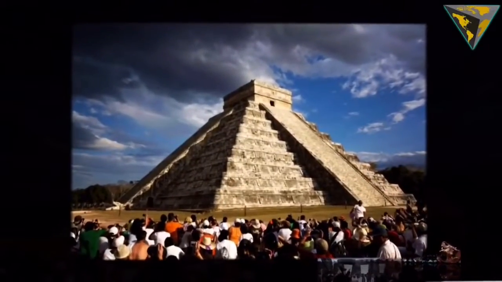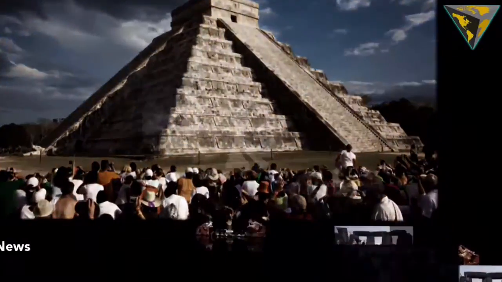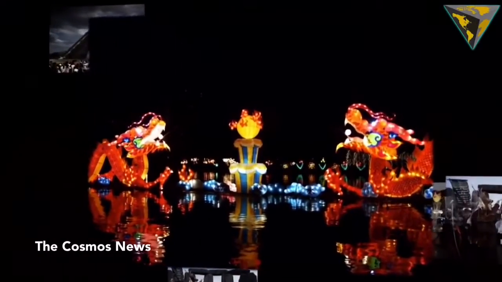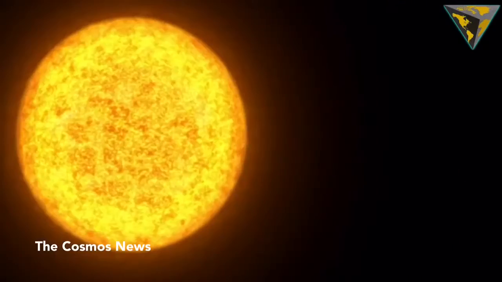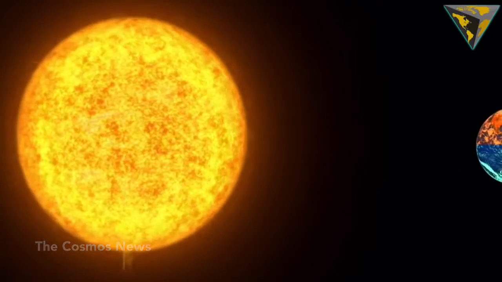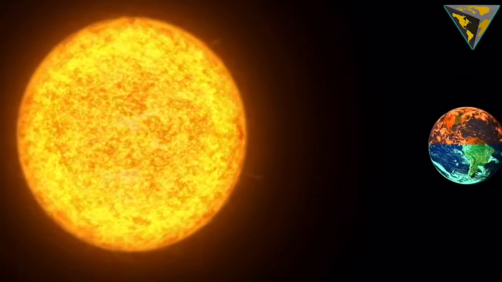Countries around the world will mark a shift in the seasons with the equinox on September 22nd, which will ring in autumn for the northern hemisphere and spring for the south. But what is an equinox?